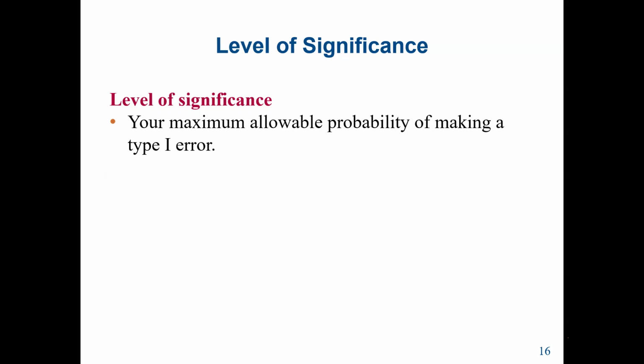Let's wait for a few seconds if it's okay. So type 2 error, as we said earlier, is when H0 is not good, but you accepted it. Type 1 error is when H0 is good, but you rejected it. So the level of significance focuses on your maximum allowable probability of making a type 1 error.